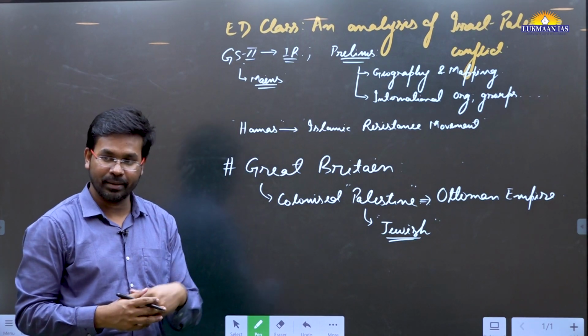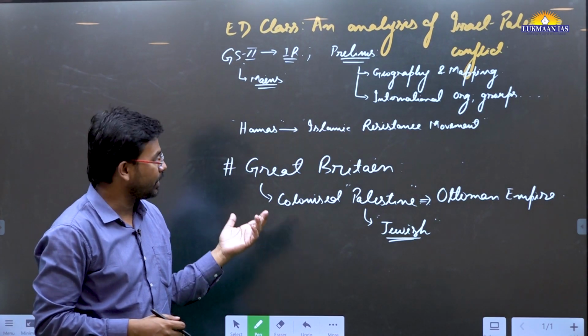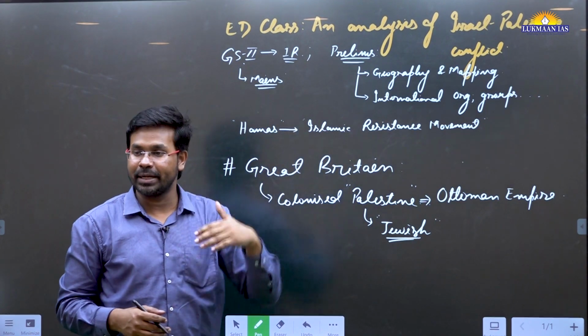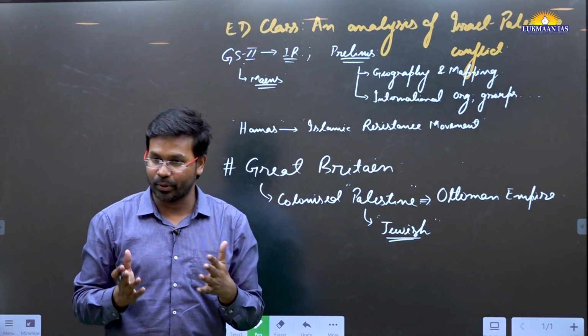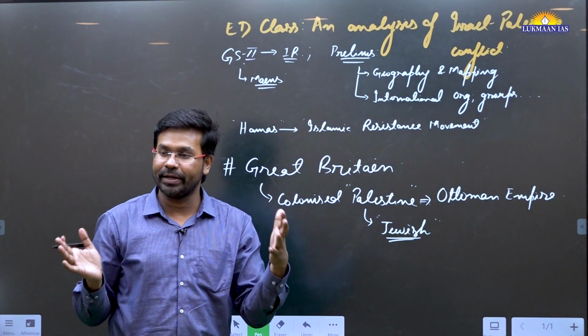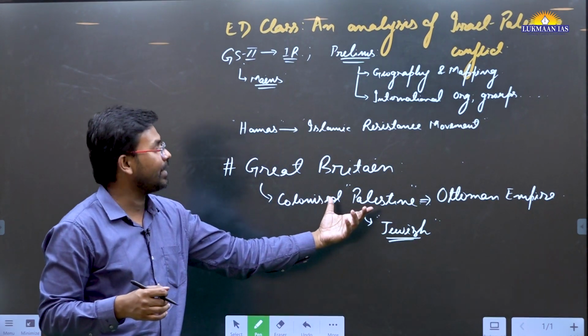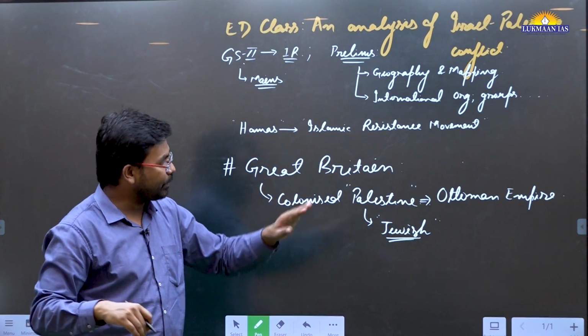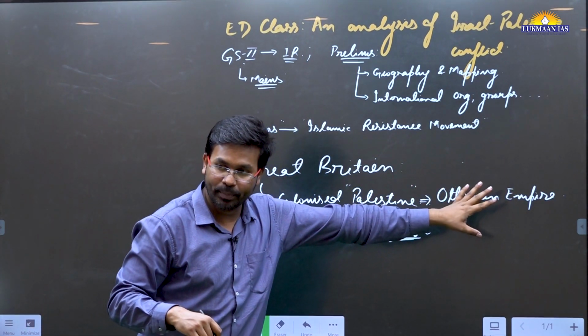Yeah, he was a British parliamentarian. So the thing is, these Jewish people earlier did not have their own territory, so they migrated to different places. They also visited Palestine, and settled there initially. At that point of time, Palestine was under the Ottoman Empire.